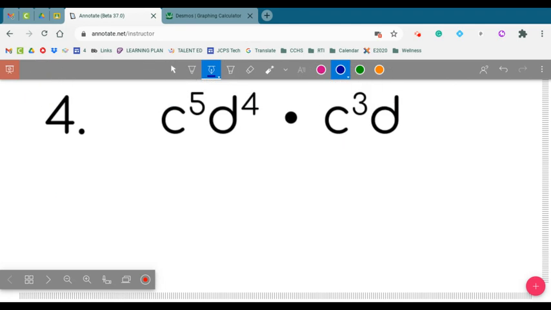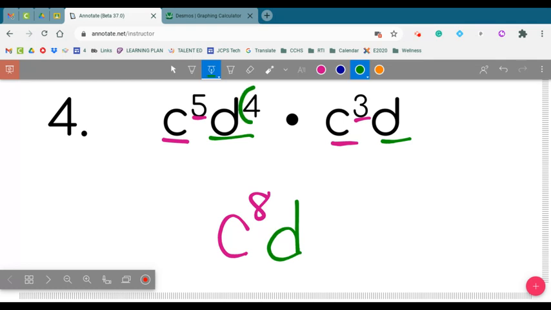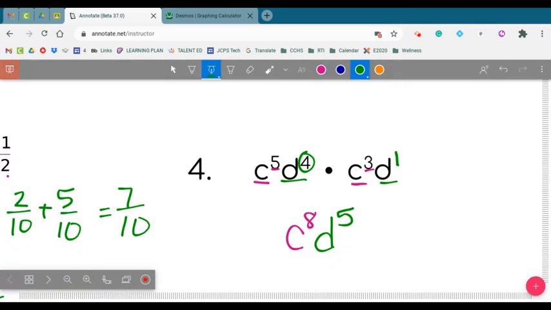The next one, we have c to the 5th, d to the 4th times c to the 3rd, d to the 1st. So you can only add your exponents of the same basis. So we're going to look at c first. So I'm going to write c down here. I'm going to add the 5 and the 3, and that's going to give me 8. Then I'm going to look at the d. With my d, I have 4, and then don't forget that there's a 1 on here, if you have to write it. And so that's going to be 5. And that is my answer.